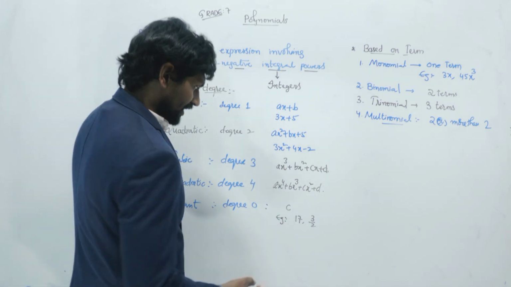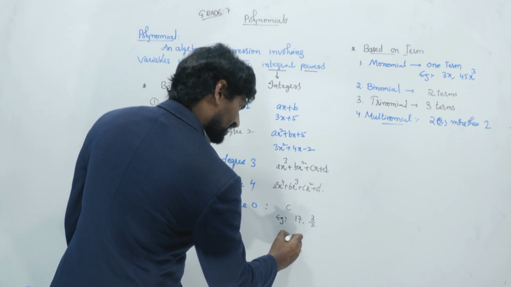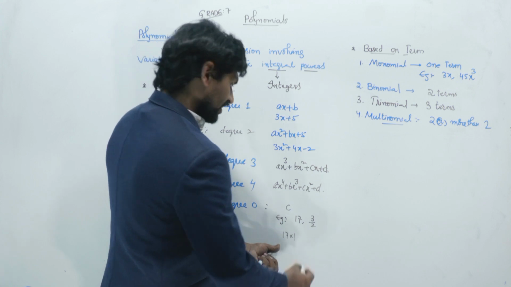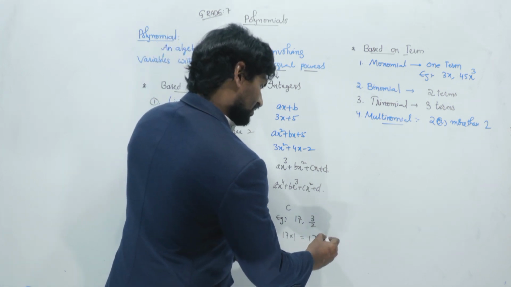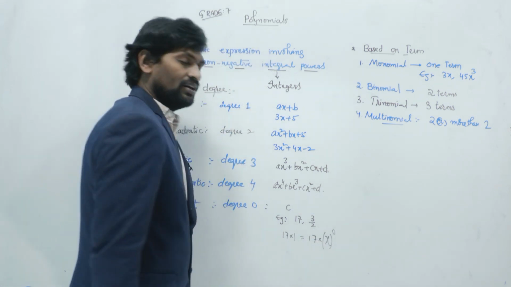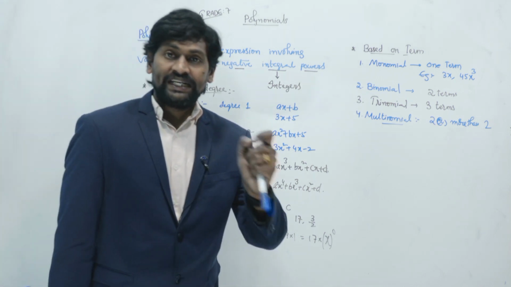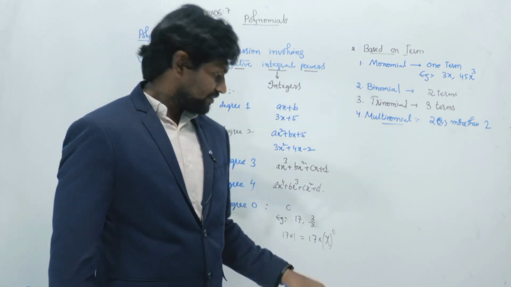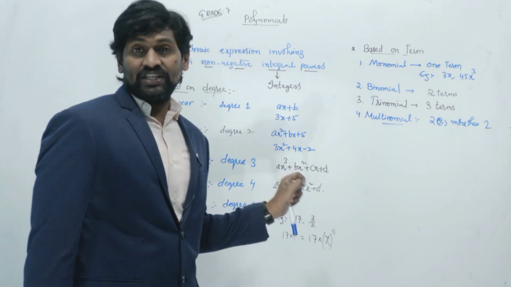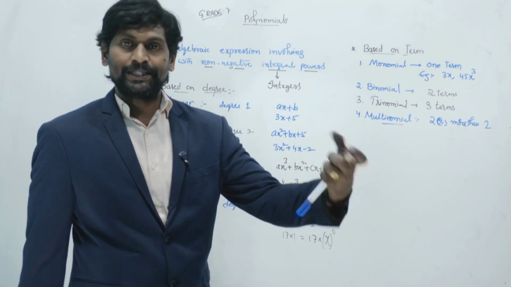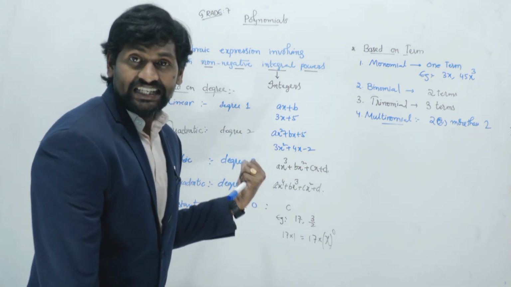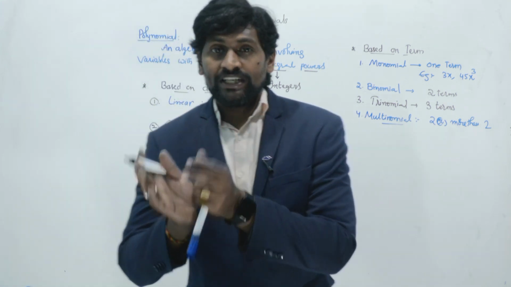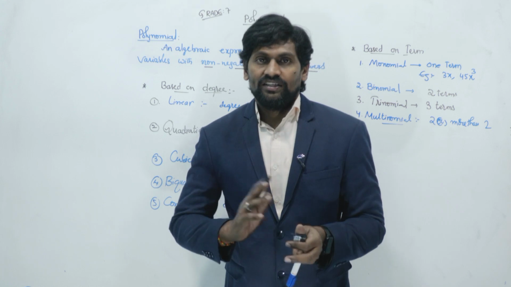Actually, we can write 17 as 17 into 1, that is equal to 17 into x power 0. In laws of exponents we already discussed that anything power 0 becomes 1. So 17 we can write as 17 into x power 0. That's why its degree is 0, nothing but constant polynomial, which involves only numbers, with no letter involved.